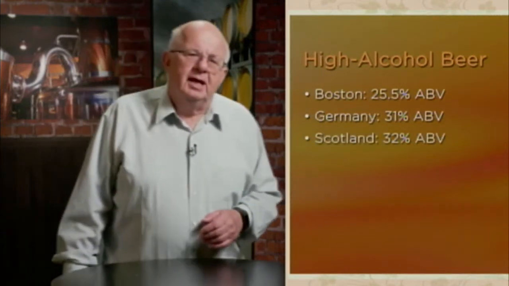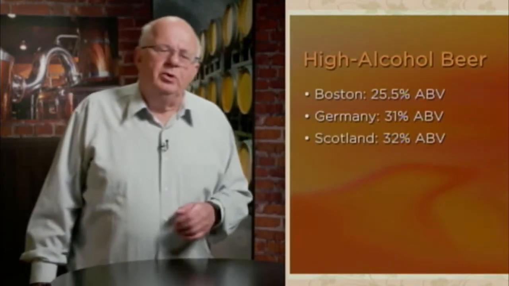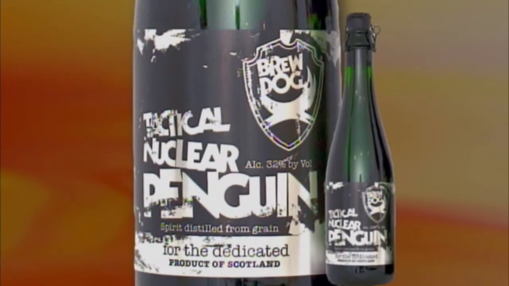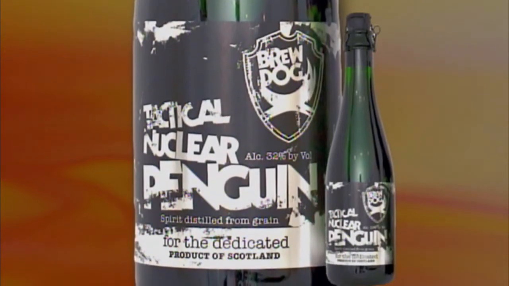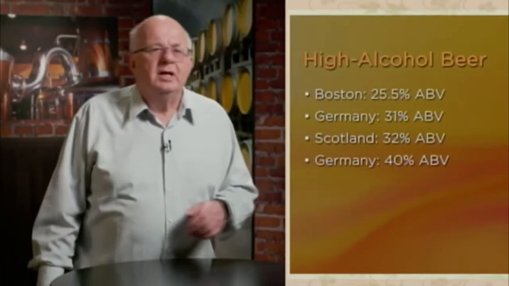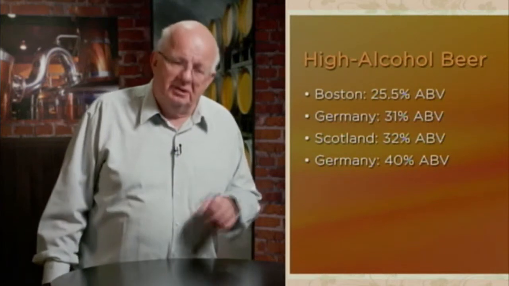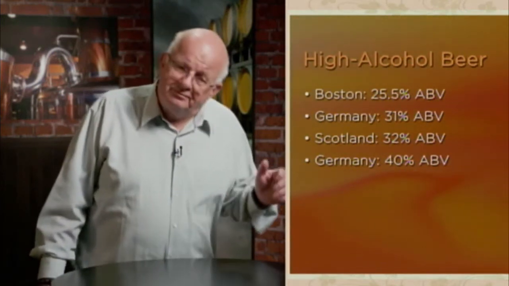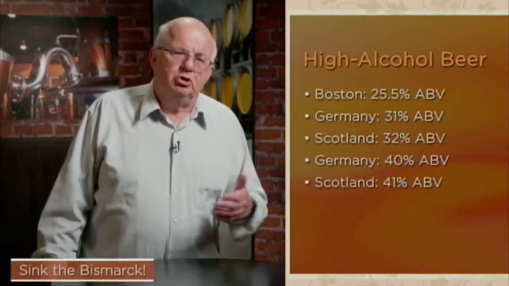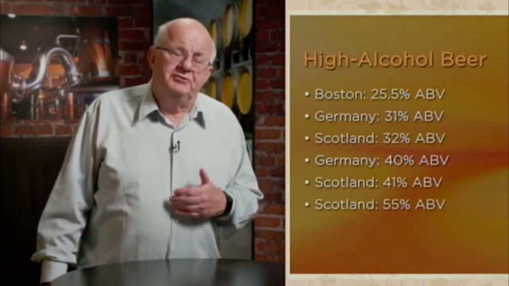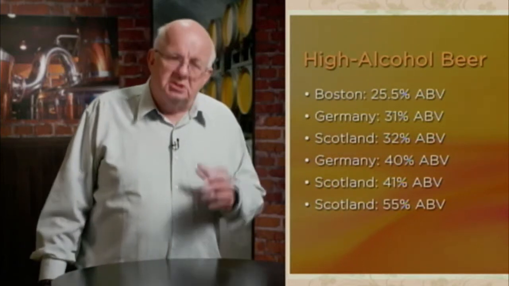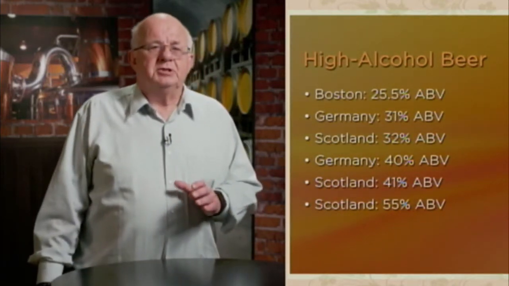Over to Scotland, and a company near Aberdeen came out with a product called Tactical Nuclear Penguin. Tactical to attack the Germans, nuclear because it was 32% alcohol, and penguin because penguins live near ice. Back to Germany, where they came out with a product of 40% and thought they had won it. Back to Scotland, 41% alcohol by volume, and a product called Sink the Bismarck. And then they came out with a product of 55% alcohol by volume, and this beer is inserted into stuffed animals. So it's very much a gimmick.